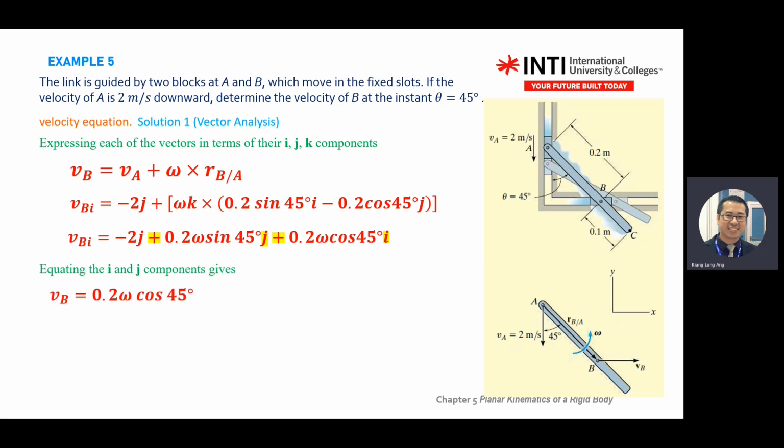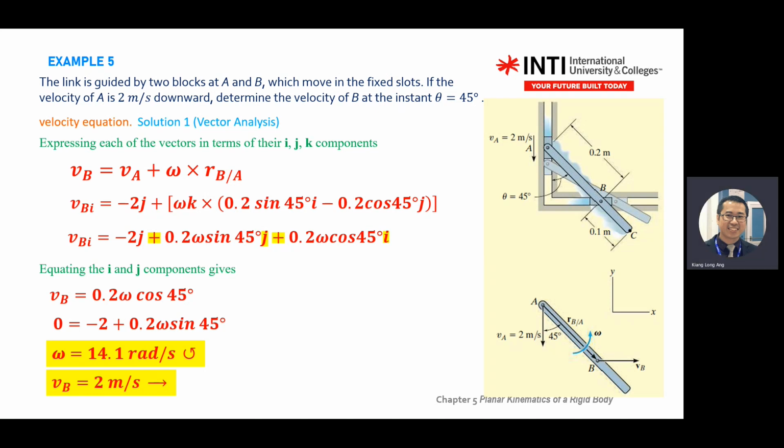You got two equations. Solve the simultaneous equations. You will get omega. Substitute omega back here, you get VB.